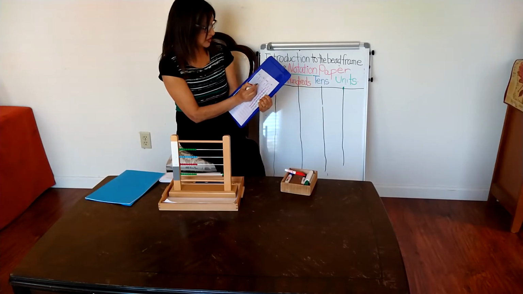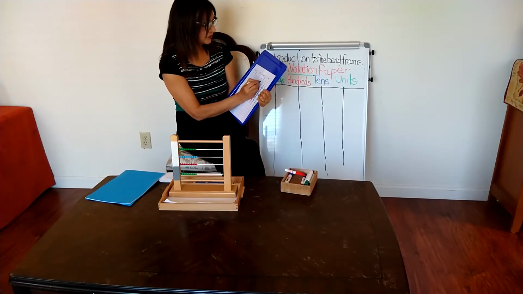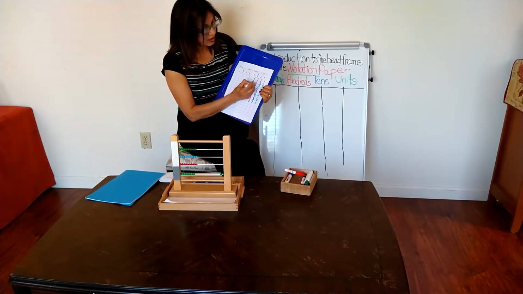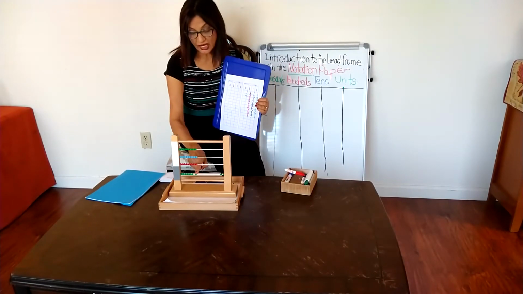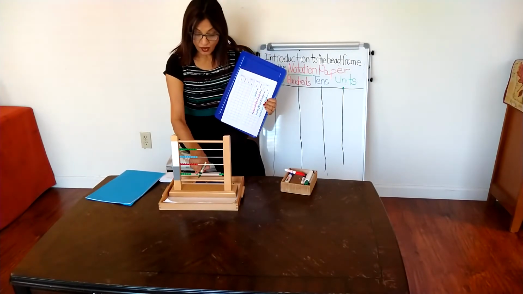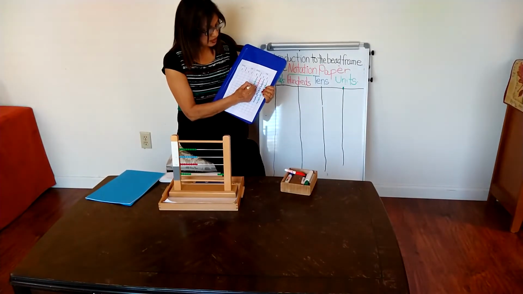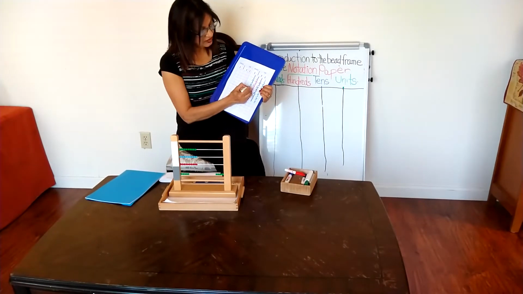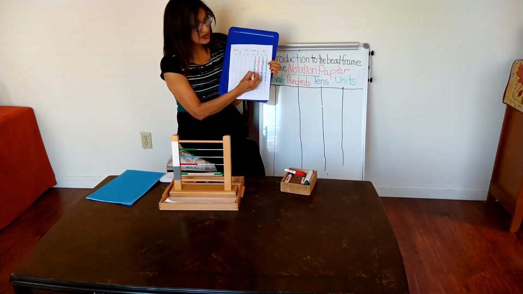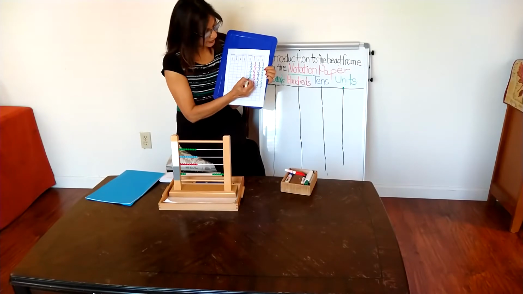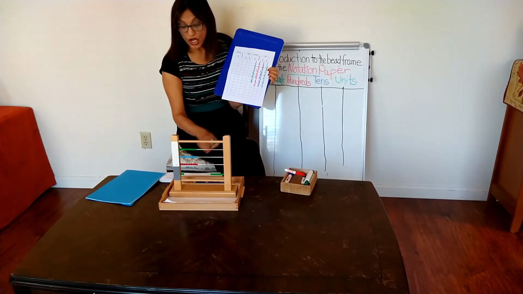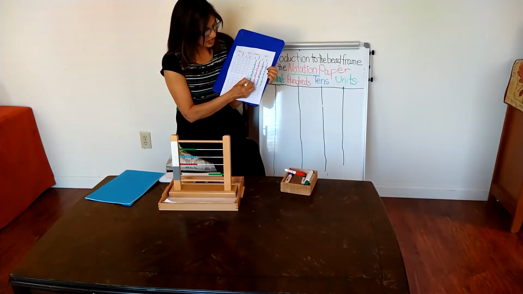So I'm going to write down here. 2,000 on the vertical line on the notation paper. 3,000 on the vertical line. 4,000. 5,000. 6,000. 7,000. 8,000. 9,000.